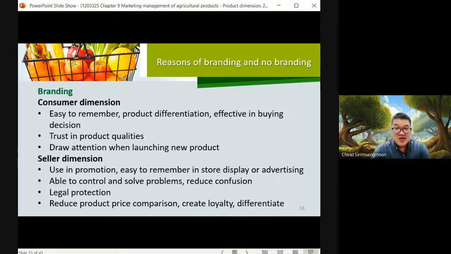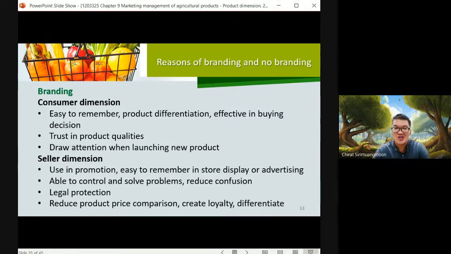So you need to have a brand. You need to do branding or create your brand. So in branding, you need to think about what the consumer thinks about branding. First thing, when you have a brand, it should be easy to remember and have something different, not like the competitors. You need to have something that is effective in buying. It means effective in buying decision. You see the brand, you know what the brand is, and you trust the brand.